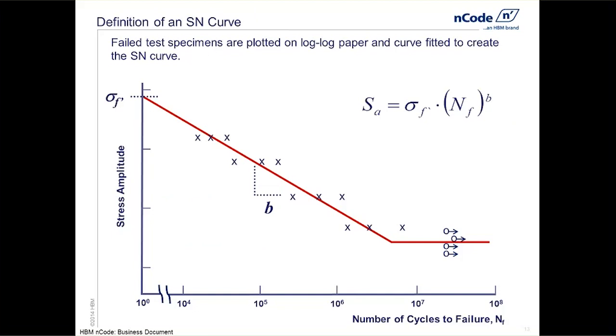We know what that amplitude is. Sigma_f prime, that's the intercept of this fitted line through the y-axis. Okay, so that's a material property that can only be gathered by doing actual fatigue tests. N_f, that's the number of cycles that the part is predicted to last given a certain amplitude. That's what we're usually trying to solve for. And then this is raised to the power of b. b is just the slope of this line.